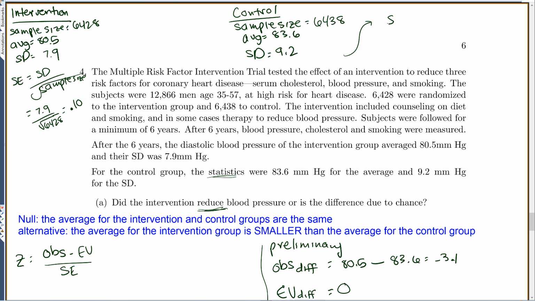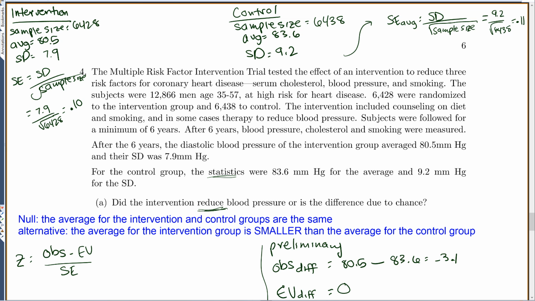And up here for your control group, standard error for an average is always just equal to SE, the standard deviation over square root of sample size. So my SD is 9.2 over the square root of 6,438. And I put that in my calculator and I get 0.11.